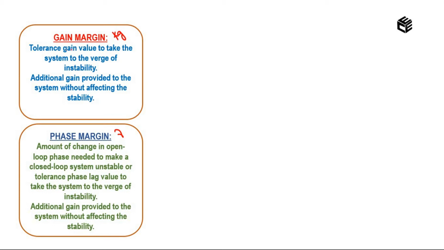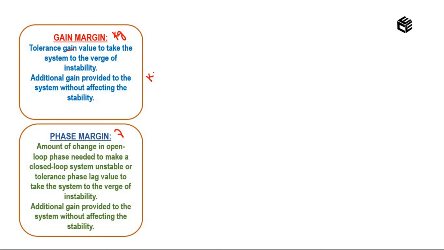Wherever there is gain in gain margin, you have to replace it with phase, which means the tolerance phase lag value given to the system to the verge of instability, or in other words, the additional phase lag provided to the system without affecting the stability. I can tell you this with an example.